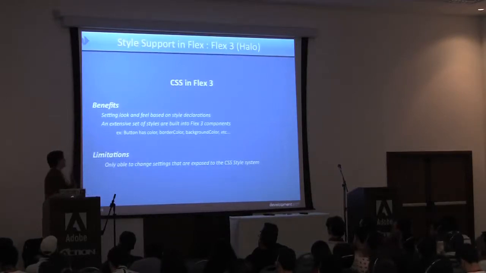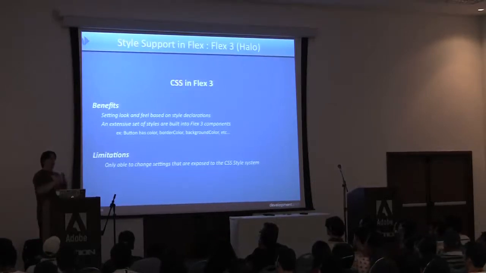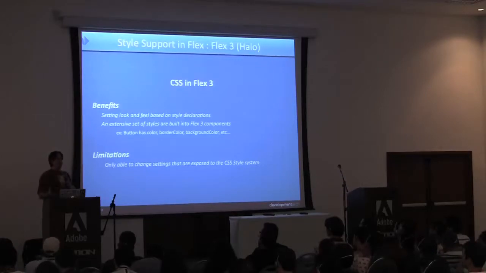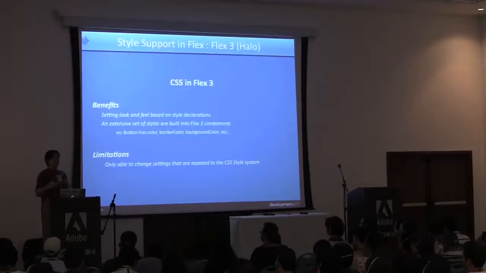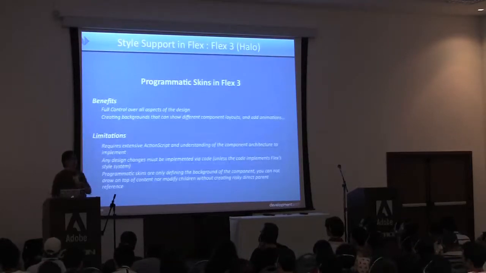But there are some limitations. One of the challenges that we face with CSS is that we can only change what's provided to us by the component. If I want to change how the animation works when I roll over my button, I want to fade in the background and move the text around, I can't do that via CSS, because Adobe has not implemented that for us. So all of a sudden we hit this limitation: if I need to do something in Flex that's not available to me in CSS, then I have to look at other options. So what are my other options?